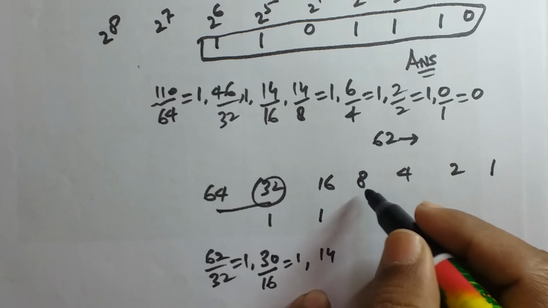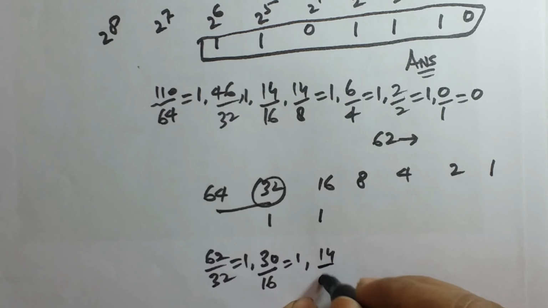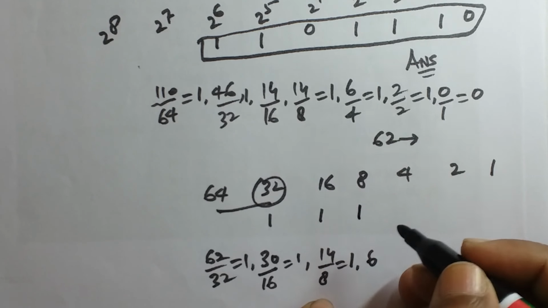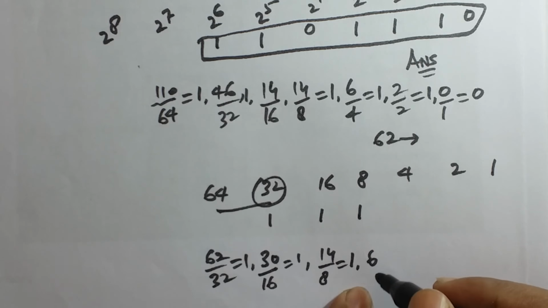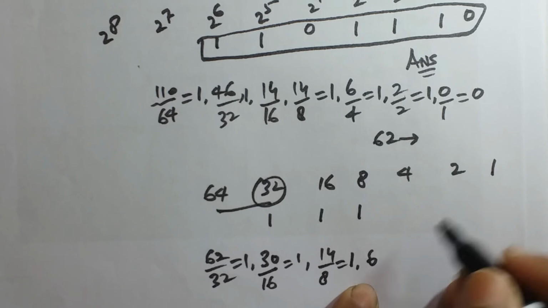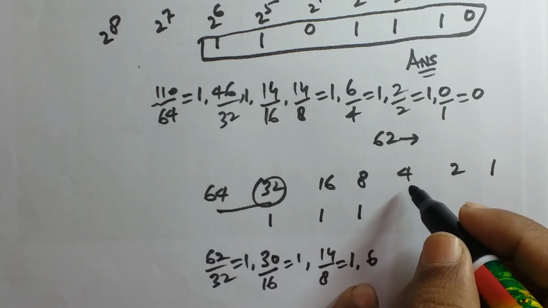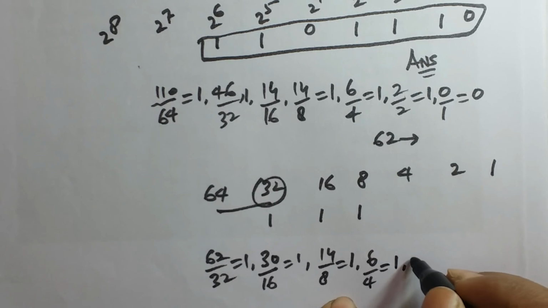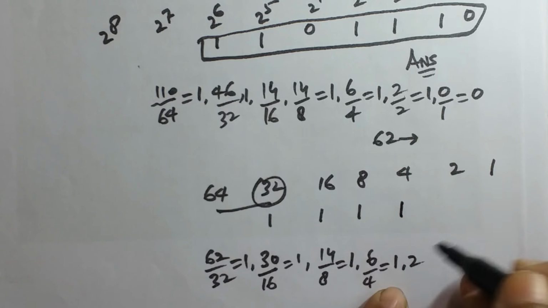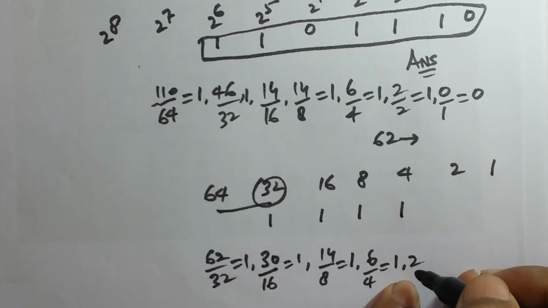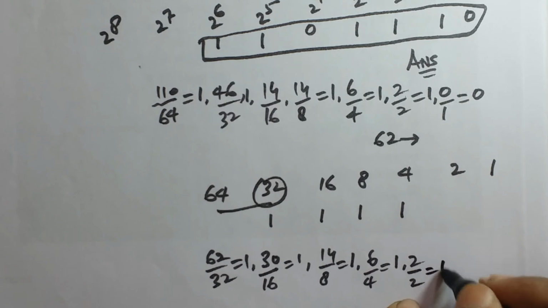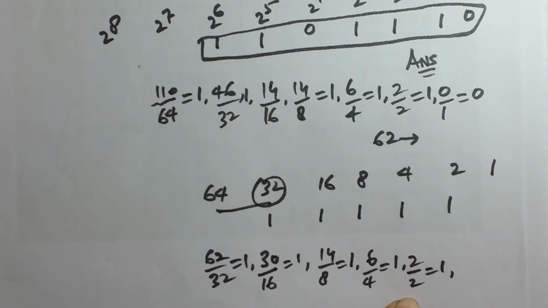Now we divide this remainder by 8, the next number. We get 1 again and 6 as the remainder. We write this 1 here. Then we divide the remainder 6 by 4. We get 1 and again remainder 2. We write this 1 here, and we divide 2 by the next number 2. So we get 1. Now we have no remainder, the remainder is 0.